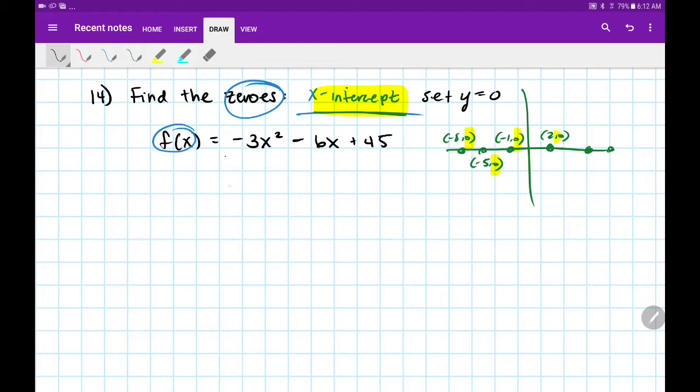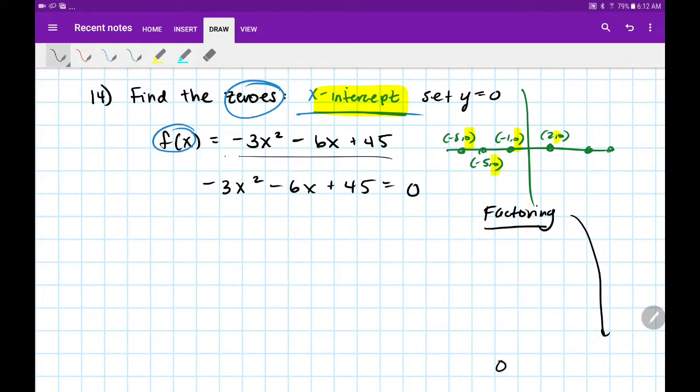So let's set it equal to 0. Well, if this is my function, I'm setting it equal to 0 right now. And essentially, I'm going to solve for x. Well, this is a quadratic equation, so in order to solve, we will use factoring if possible. And if it's not possible, then as a last resort, we'll use the quadratic formula. But first, we want to see if we can factor this.